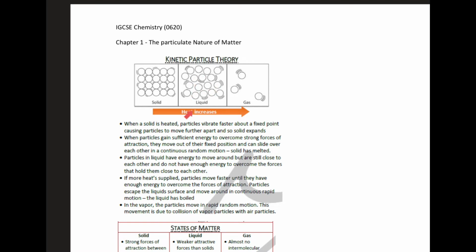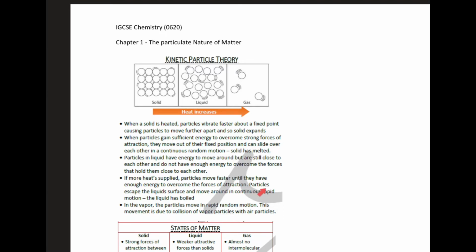If more heat is supplied, particles move faster until they have enough energy to overcome the forces of attraction. Particles escape the liquid surface and move around in continuous rapid motion. The liquid has boiled. From here you can see two important points. The first point is when you continue to heat the liquid until it boils, during boiling they are using the heat energy to overcome the forces of attraction.